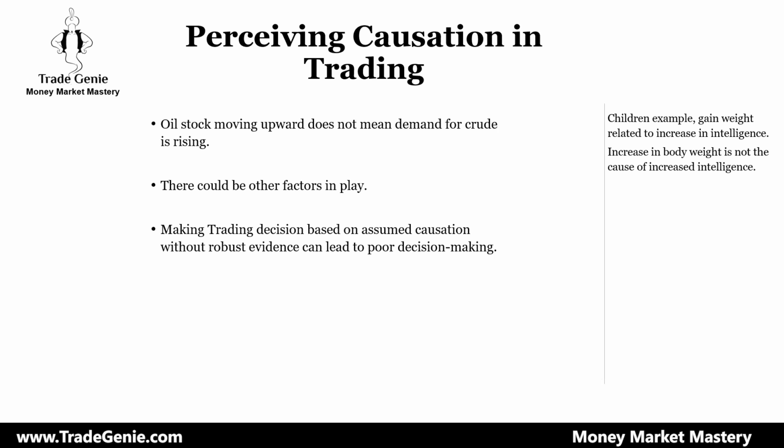So how to trade successfully? You trade what you see in front of you, what is happening, not come up with your own judgment. There could be other factors in play. So making trading decisions based on assumed causation, because the oil stock is going up, some crude oil must be going up. No. Assuming causation without robust evidence can lead to poor decision making.